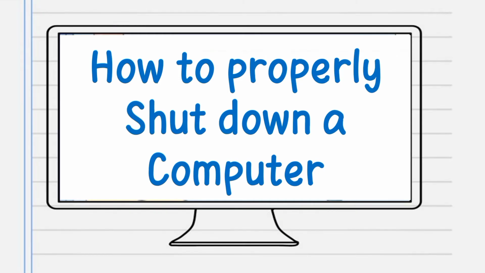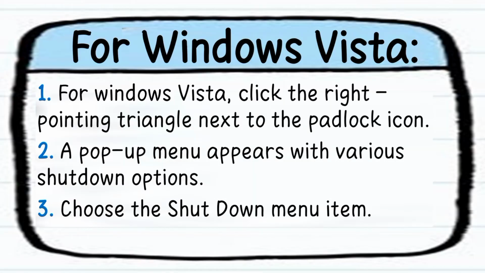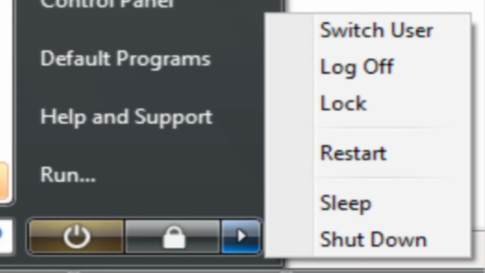How to properly shut down a computer? Always remember to save your work and close all programs or applications that are open before shutting down. For Windows Vista, one, click the right pointing triangle next to the padlock icon. Two, a pop-up menu appears with various shutdown options. Number 3, choose the shutdown menu item. Here's an example.